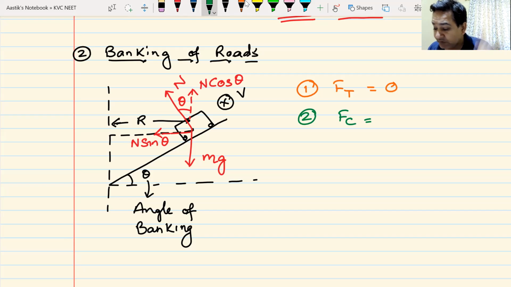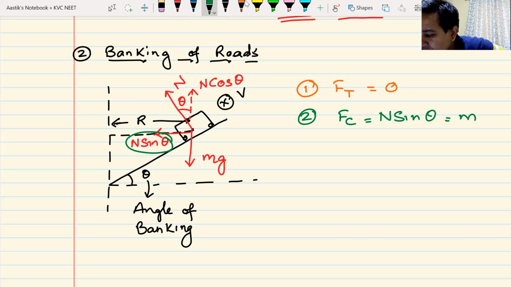I've tilted the road. And since I have tilted the road, N sin theta is coming in the direction of the center of the circle. And that was the entire reason why I had banked the road. So my F centripetal is now given by this normal reaction, the sin theta component. And we all know that it must be equal to mv squared by r. Nothing changes. Voila.